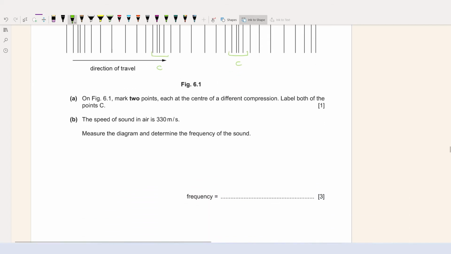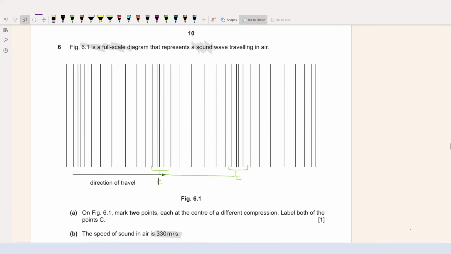Part B says the speed of the sound is 330 meters per second. Measure the diagram and determine the frequency of the sound. You have to find the distance between these both points, which is 0.051 from my scale.